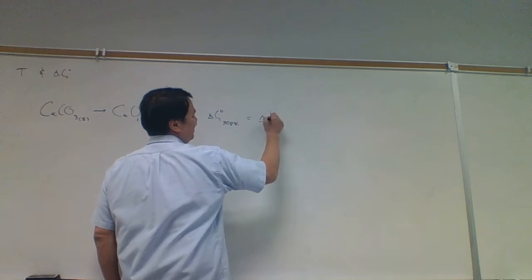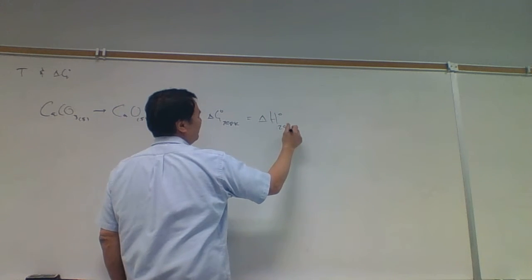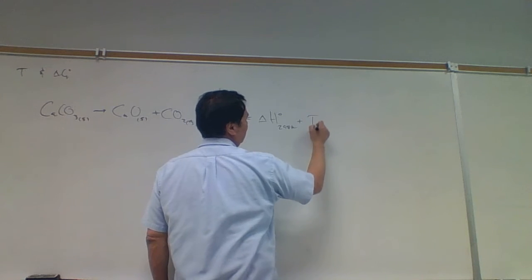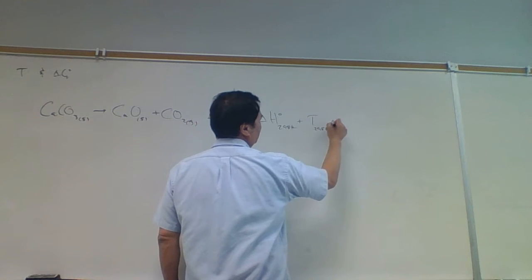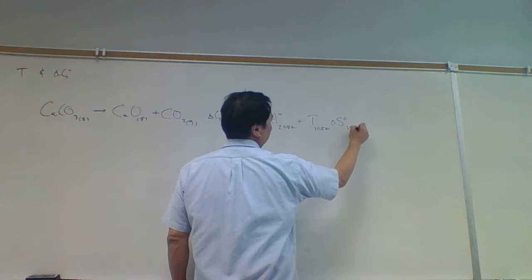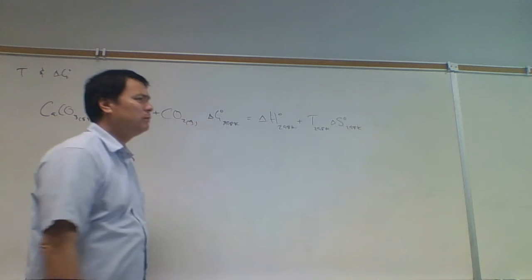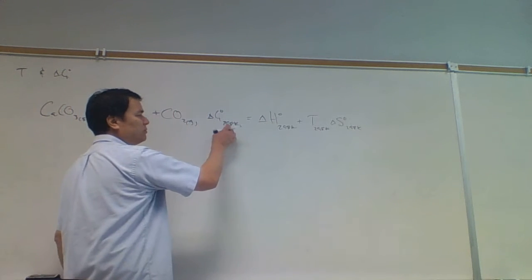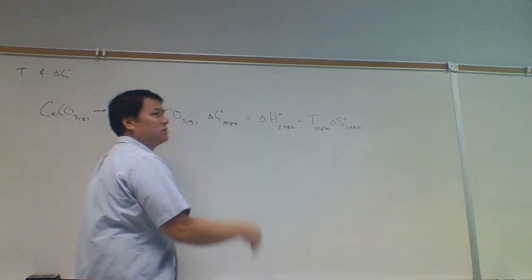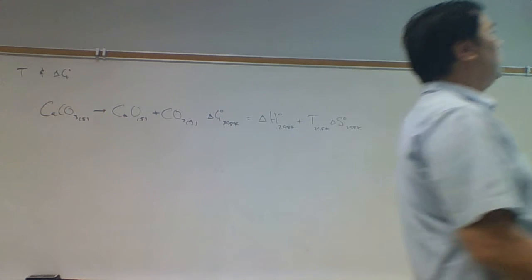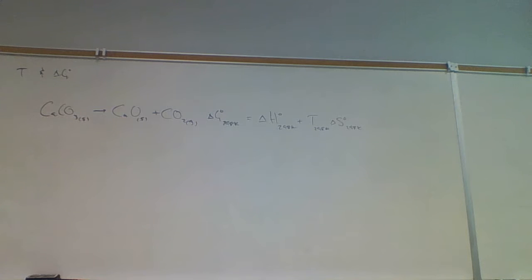All right, so again, we're going to use delta H naught at 290 Kelvin plus T, which is going to be 290 Kelvin, times delta S naught at 290 Kelvin for this. Although it would be easier to calculate it from delta G's of formation, the products minus the delta G's of formation of the reactants. We are going to need the delta H and delta S data.